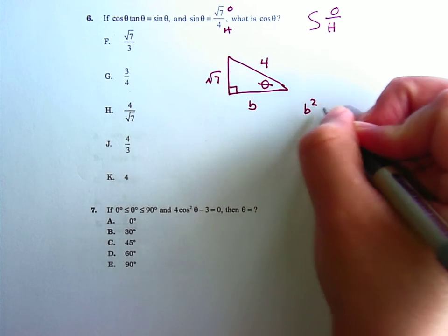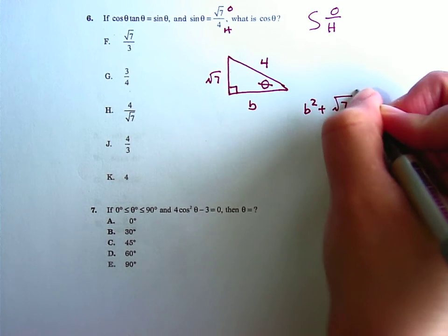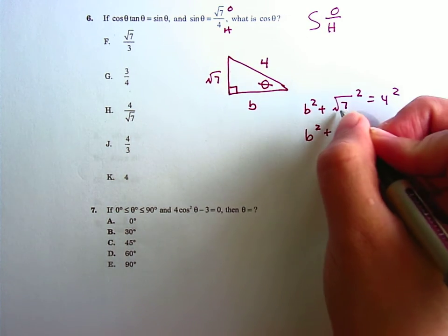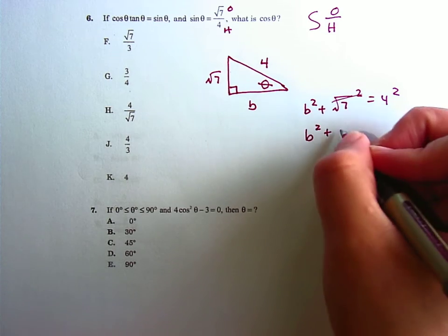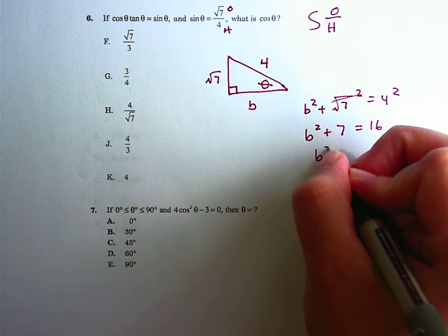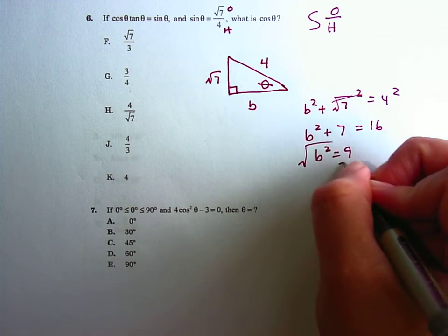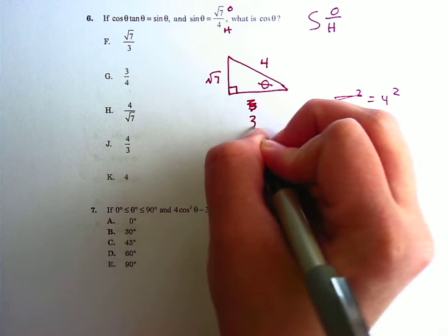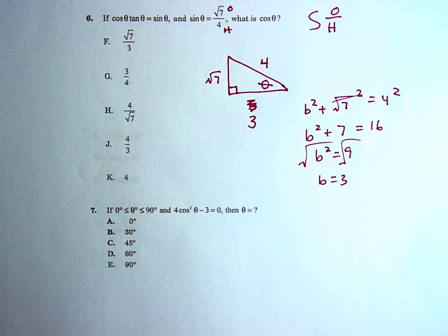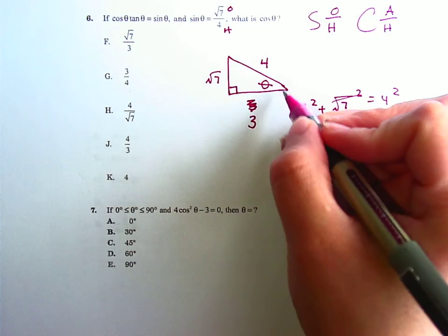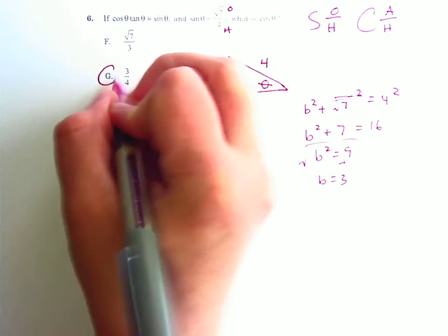So I'm going to take b squared plus the square root of 7 squared equals 4 squared. The square root of 7 squared cancels out, so you end up with 7, and 16 minus 7 on both sides. B squared equals 9. Then take the square root. B is 3, so this side right here is 3. Okay, what is cosine? So cosine would be adjacent over hypotenuse, so that's 3 over 4, 3/4.